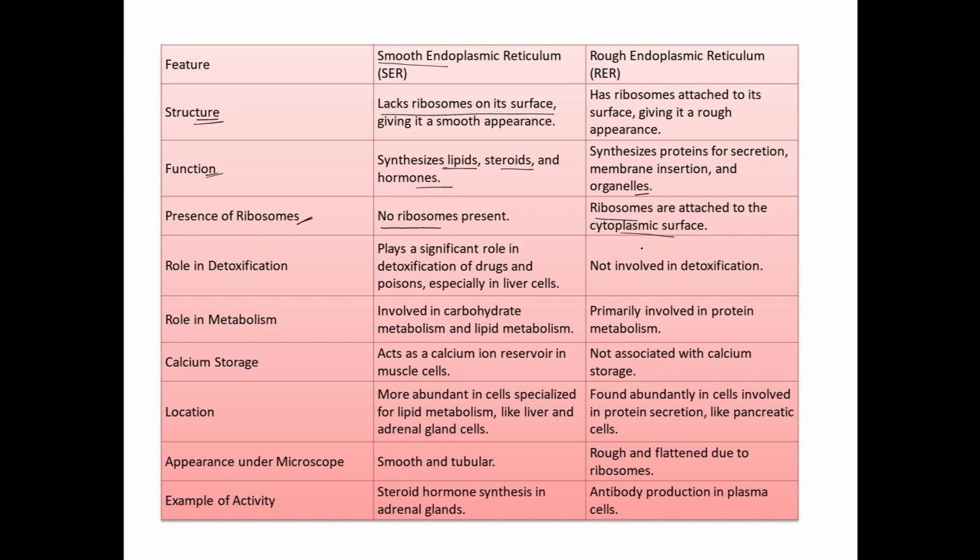Smooth endoplasmic reticulum plays a significant role in detoxification of drugs, whereas rough endoplasmic reticulum has no role in detoxification. Smooth endoplasmic reticulum is involved in carbohydrate metabolism and lipid metabolism, whereas rough endoplasmic reticulum is focused only on protein metabolism, right? Smooth endoplasmic reticulum is abundantly found in liver and adrenal gland, whereas rough endoplasmic reticulum is abundantly found in pancreatic cells. From the microscopic view, smooth endoplasmic reticulum appears as a smooth and tubular structure, whereas rough endoplasmic reticulum is observed as rough and flattened due to the presence of ribosomes.